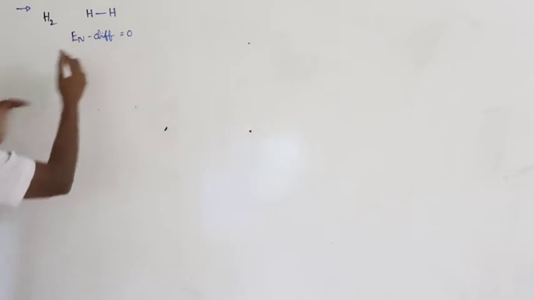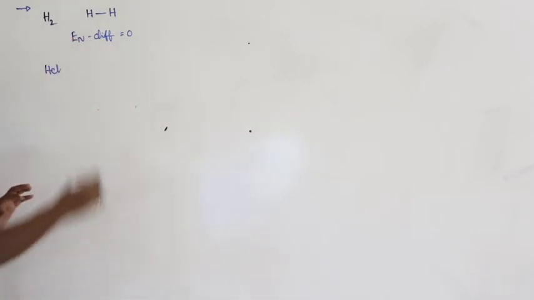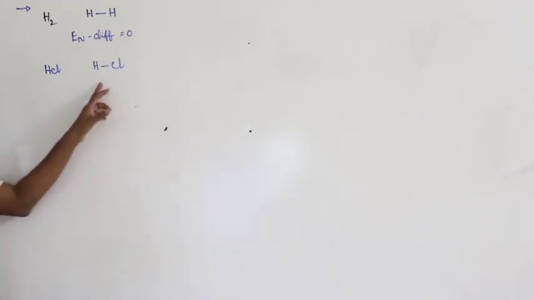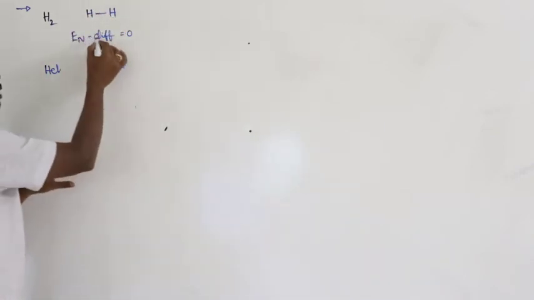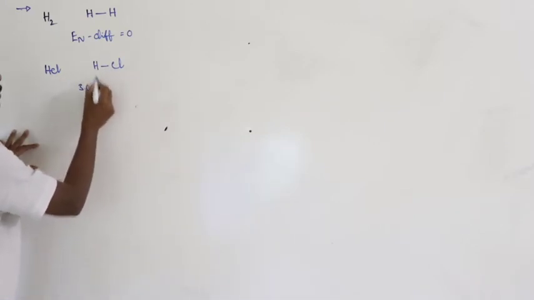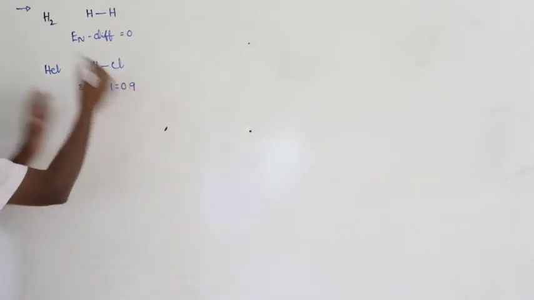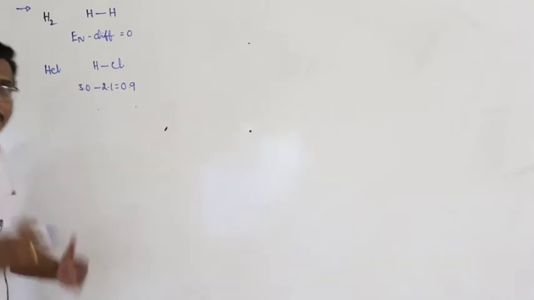And let us consider another example, that is hydrogen chloride. In hydrogen chloride, hydrogen and chlorine atoms are bonded through a covalent bond. Here single bond, here also single bond. Here the electronegativity difference is 0, but here the electronegativity difference between the two bonded atoms is 0.9, that is less than 1.7. According to Fajans rules, here the bond is covalent. Here the electronegativity difference is equal to 0, meaning the bond is pure covalent.